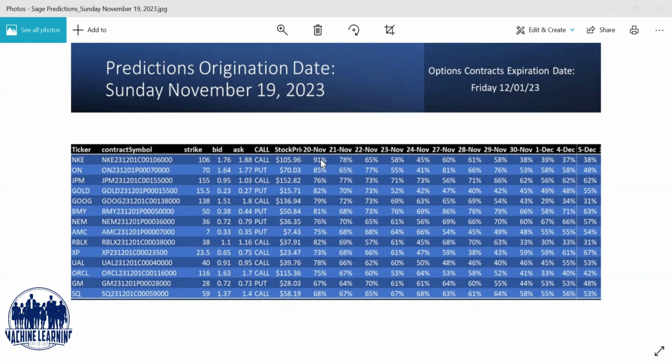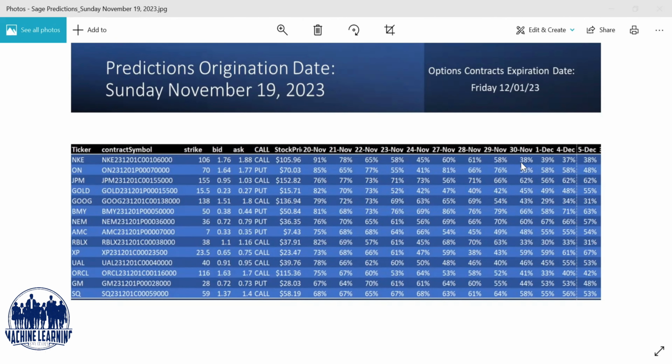Now, keep in mind that we're working with predictions that were originated last week, Sunday, November 19th, depending on when you're watching this, right? Sunday, November 19th. And they were for options contracts that expired 2 weeks from then. So Friday, December 1st. Now, if you look at the predictions, notice that, for example, Nike, we start with 91%, 78, 65, so forth and so on. Generally, the probabilities are decreasing.